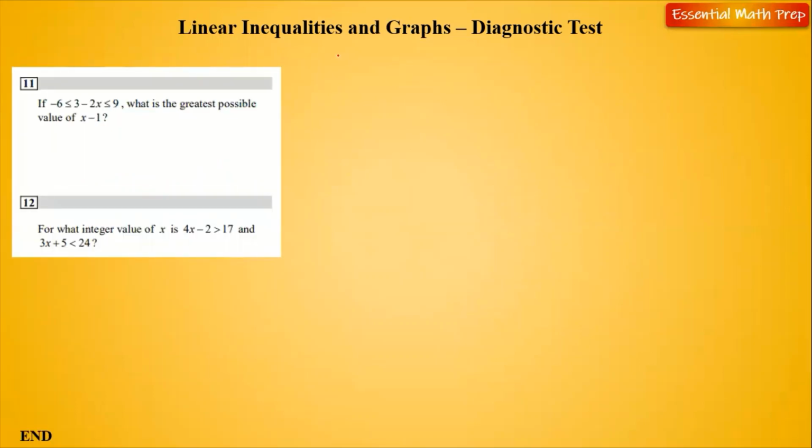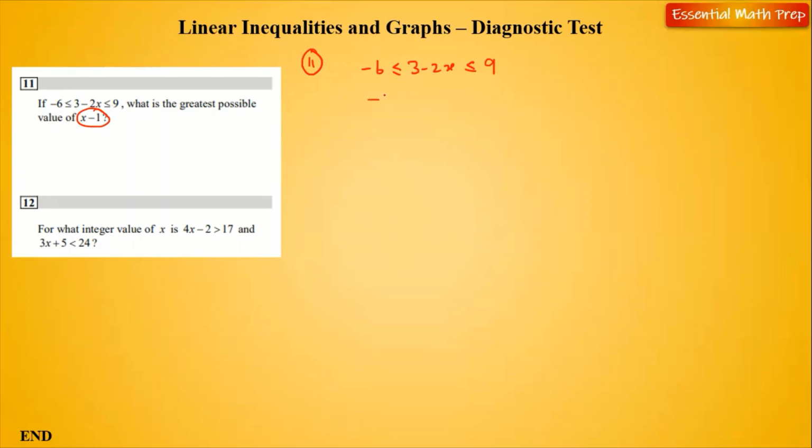So 11 and 12, they're easy, but they may take a little more time than you might think. So for 11, first we have to simplify this expression before you can solve for x minus 1. That's always the case. Negative 6 less than or equal to 3 minus 2x less than or equal to 9. So what you could do is we could subtract 3 on both sides, right?